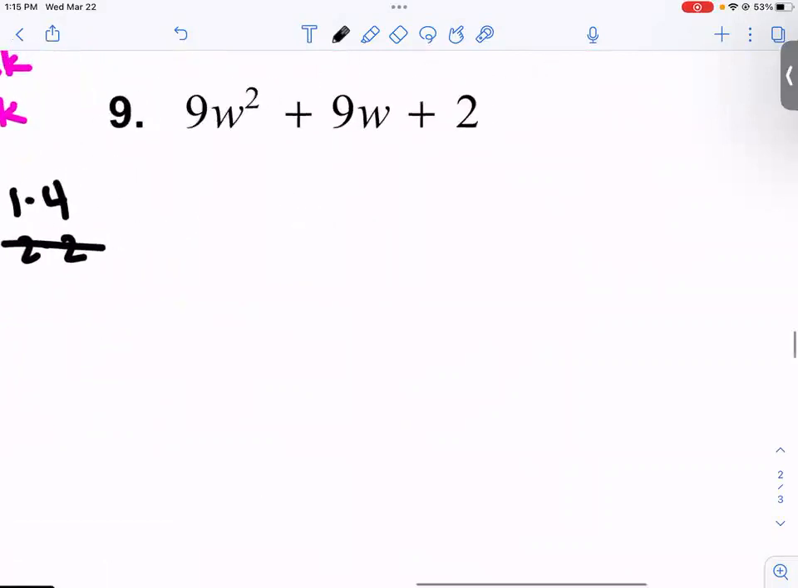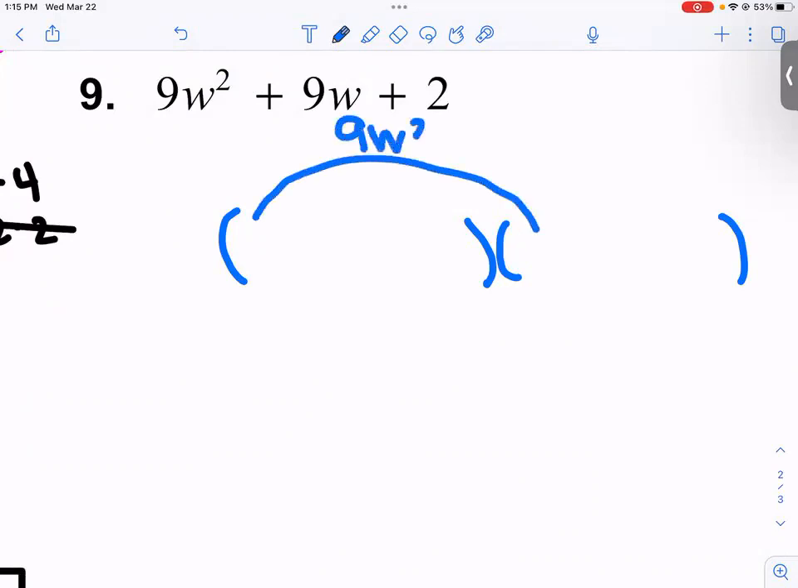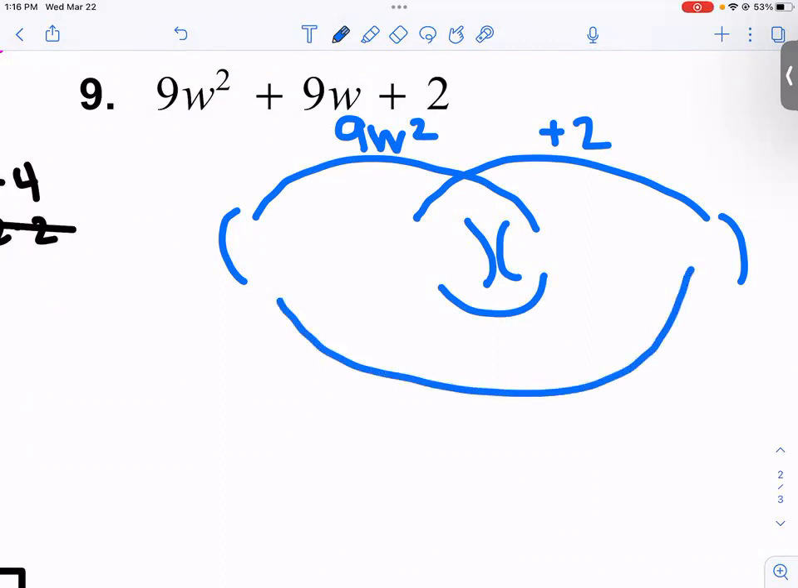Okay, let's look at number 9. All right, number 9. Okay. I'm gonna draw some things that I think can help us in the beginning, but eventually these are some things that I want you to visualize. I want you to visualize that these two numbers right here need to multiply to 9w squared. I need you to visualize that these two numbers right here need to multiply to a positive 2. And I need you to visualize that these two products need to add up to be that middle term 9w.